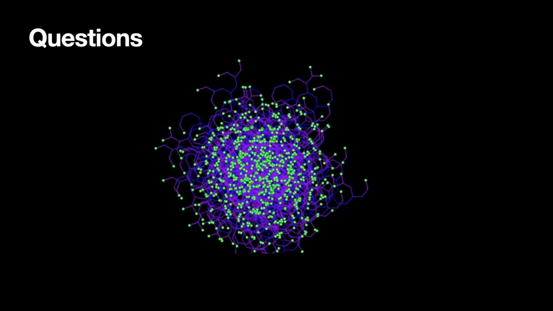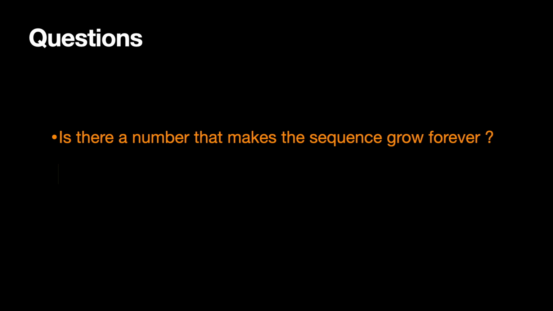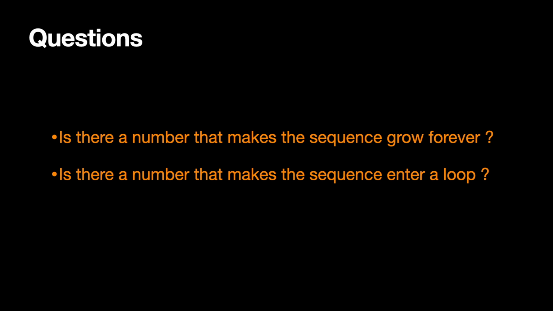In this video I'm going to try to answer two questions. Is there a number that makes the sequence grow forever? Is there a number that makes the sequence enter a loop? I can assure you the answer for both questions is no. Which leads me to assert the Collatz conjecture is actually true. And I'm going to show you why.